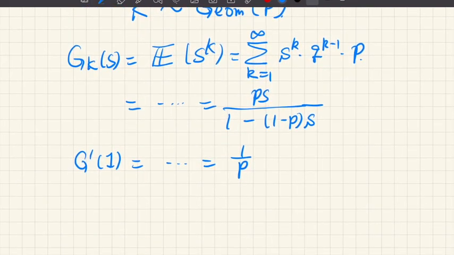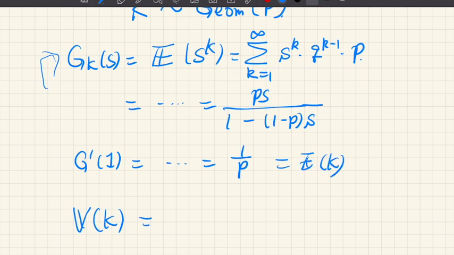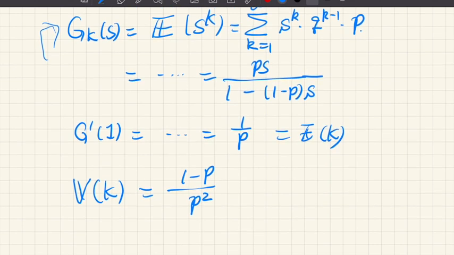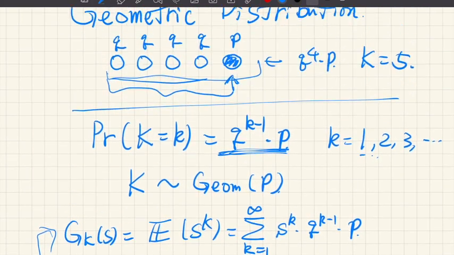And by using this generating function, you can also calculate the variance. So this is the expectation of k, and the variance should be 1 minus p over p squared. Okay, this is a little bit more complicated expression. So that is the geometric distribution.